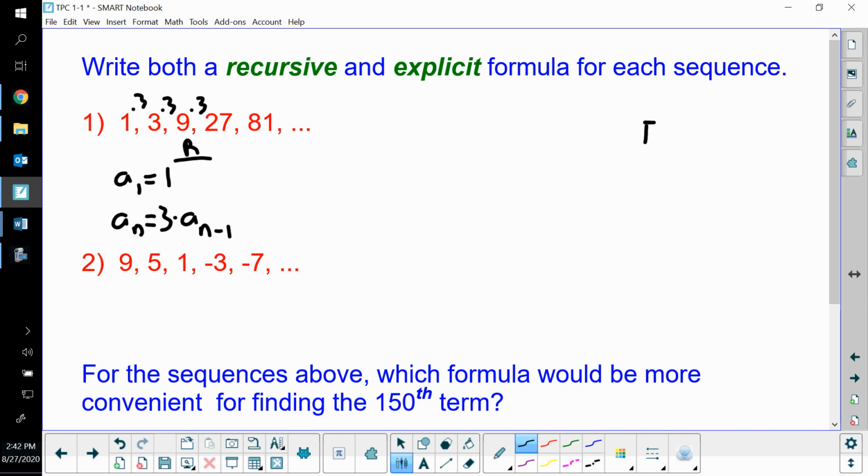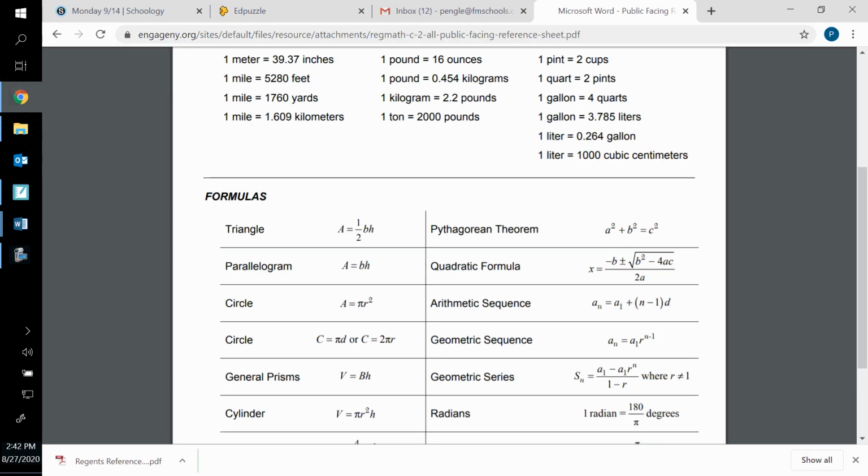So now for our explicit. For an explicit formula, we'll have an equals. And what we will talk a lot about in 2 days in our video on Wednesday is that if you're multiplying, that's what we'll eventually call a geometric sequence. So looking ahead, notice on our reference sheet we have a geometric sequence formula. The A1 represents the first term, and the R represents what you are multiplying by.